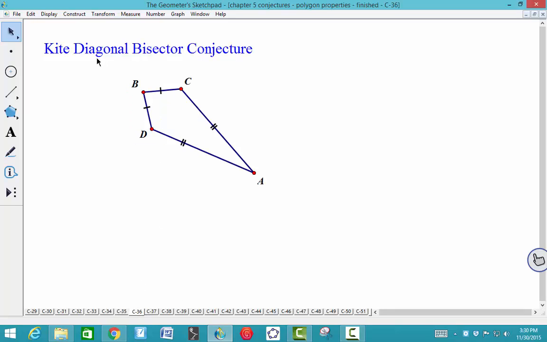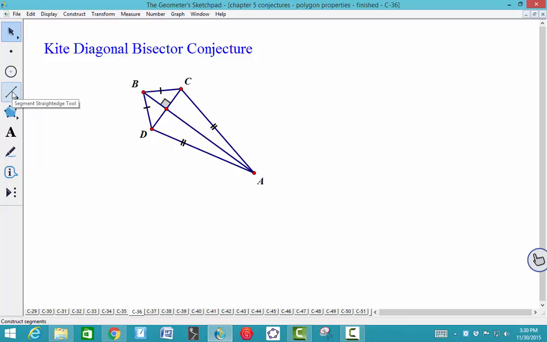Okay. Conjecture number 36, the kite diagonal bisector conjecture. This one says the diagonal connecting the vertex angles of a kite is the perpendicular bisector of the other diagonal. So this diagonal here and this diagonal here. So the second diagonal, the one that's highlighted, is the diagonal connecting the vertex angles of the kite. What that does is it's the perpendicular bisector. So first let's show perpendicular. And then let's also show that this is the bisector.